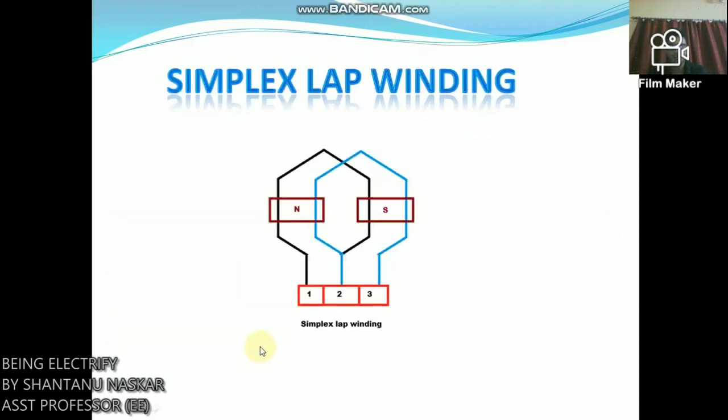Now, simplex lap winding. In simplex lap winding, the terminal end of one coil is joined to the commutator segment and the starting end of the next coil is placed under the same pole. Also, the number of parallel paths is equal to the number of poles of the winding.